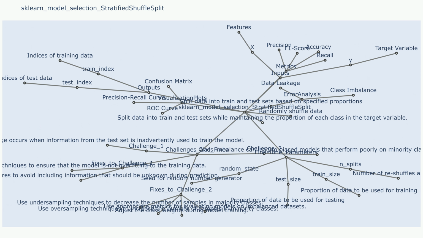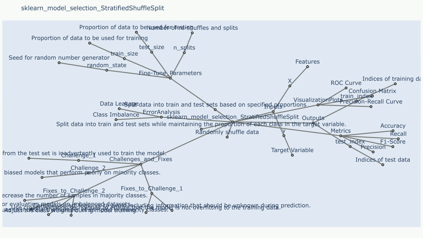Sample use case: a dataset with 90 instances belonging to class A and 10 instances belonging to class B. Stratified shuffle split might still create splits where the training set contains a disproportionate number of instances from class A, leading to a model that performs poorly on class B. Fixes: oversampling minority classes, undersampling majority classes, or using weighted loss functions during training to mitigate class imbalance.